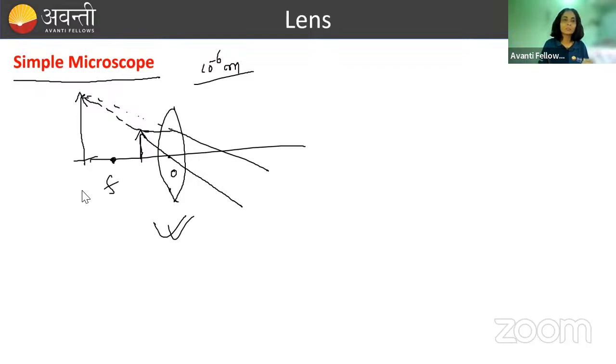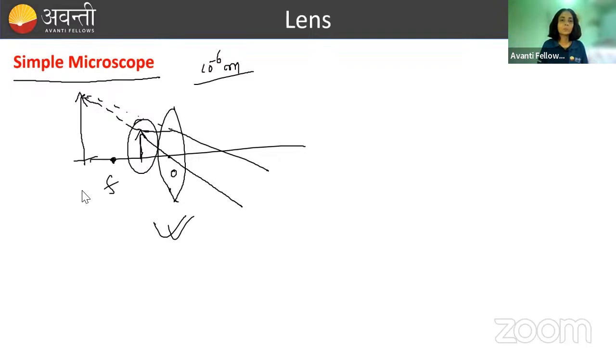In a simple microscope, we keep the object to be magnified in such a way that it lies between the focus and optical center of that simple microscope, and then we get the magnified erect image of that thing. So this is what we do basically. This is a simple microscope.